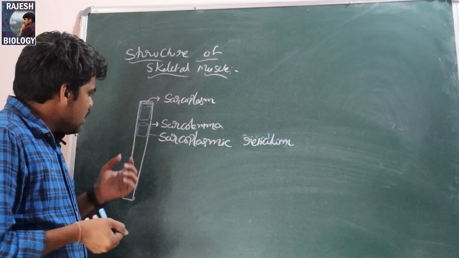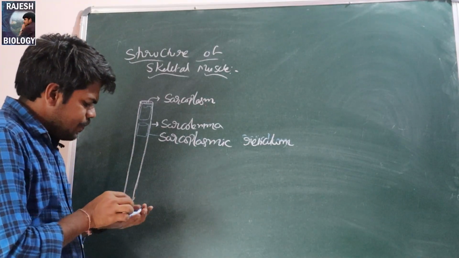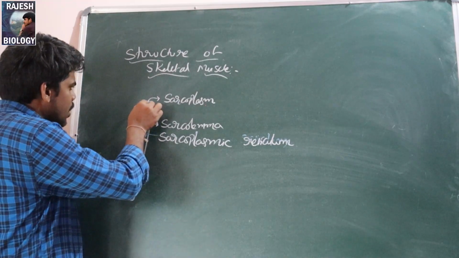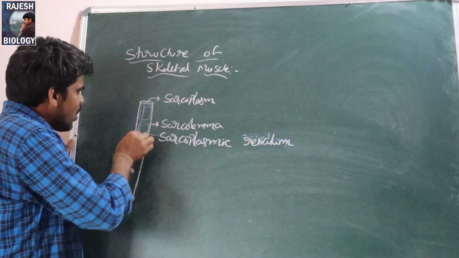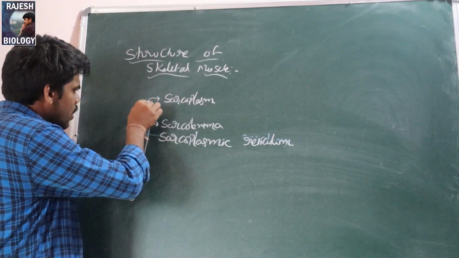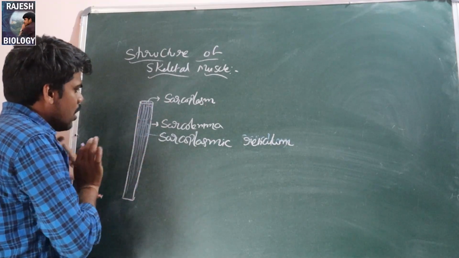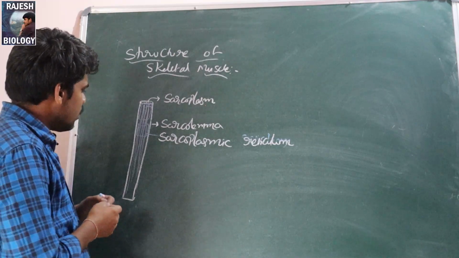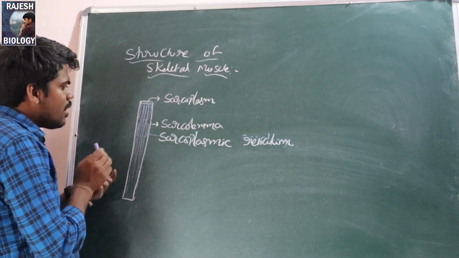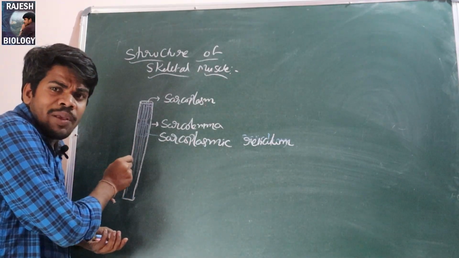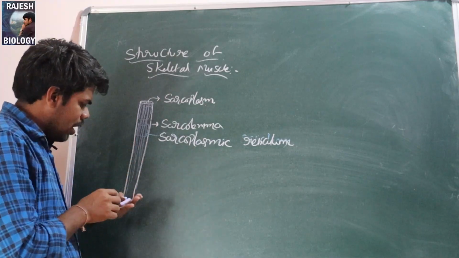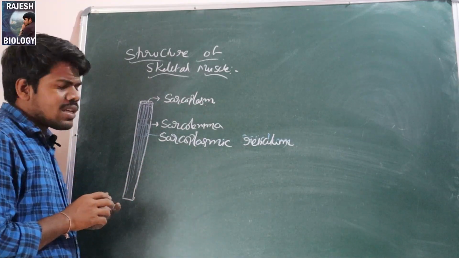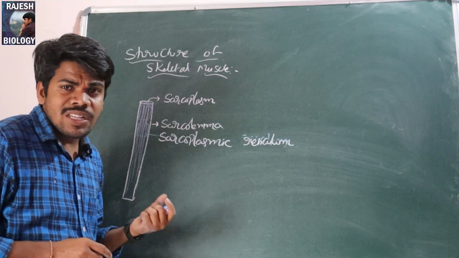In this sarcoplasm there are many fibrils present. We will discuss those fibrils later. All these fibrils are covered by the sarcoplasmic reticulum. The sarcoplasmic reticulum covers all these minute fibrils, not the fibers, just the minute fibrils. So this is the structure of a skeletal muscle fiber.